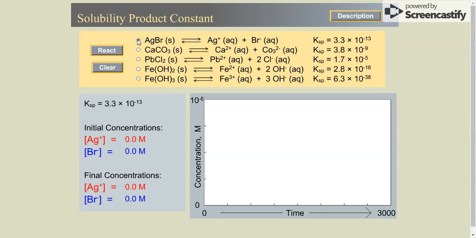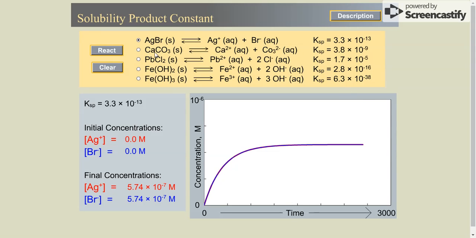So let's look at silver bromide. Initially, we have silver bromide solid and none of it has dissolved, so I have 0 silver ions or bromide ions. But if I react it, then some of the silver bromide dissolves to form silver ions and bromide ions until it reaches an equilibrium where the concentration is constant. But remember, the reaction is not stopped, in that I still have dissolution happening and deposition happening. In other words, my forward reaction rate is the same as my back reaction rate.